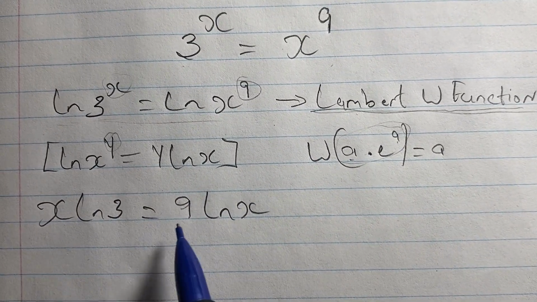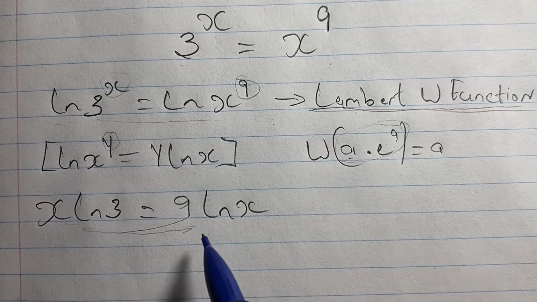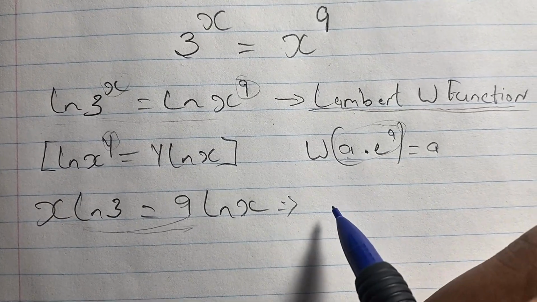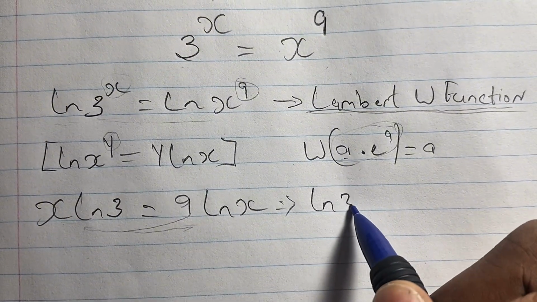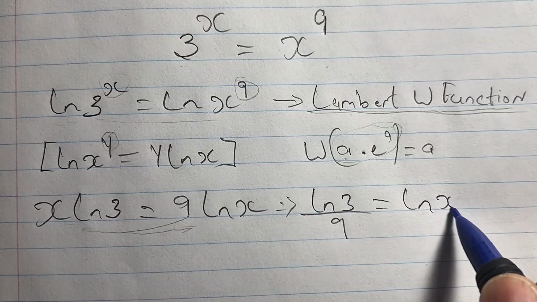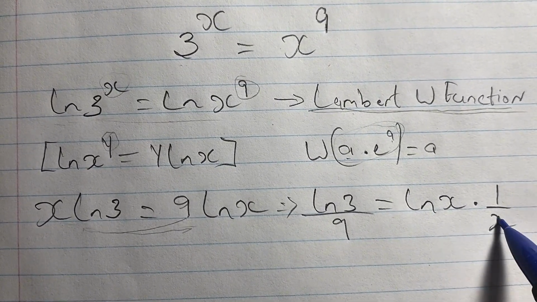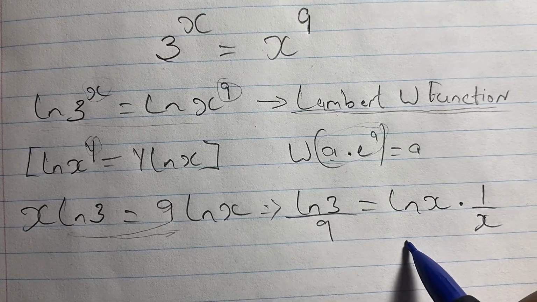So now from here, we'd like to group our like terms. So we divide this expression over here by 9 and we divide the expression here on our right by x. So therefore this leaves us with ln 3 over 9 equals ln x over x. Or in other words, we could just write times 1 over x. Or we could express this a little bit differently.